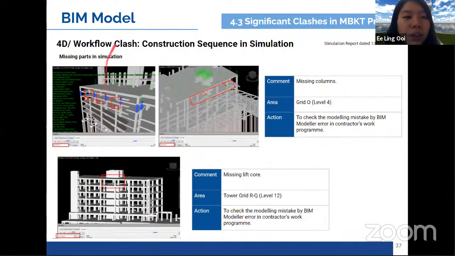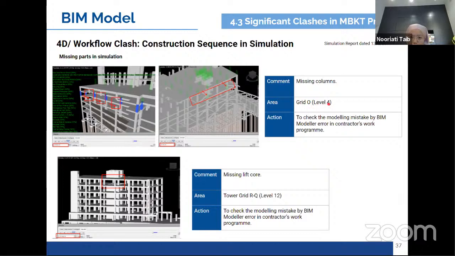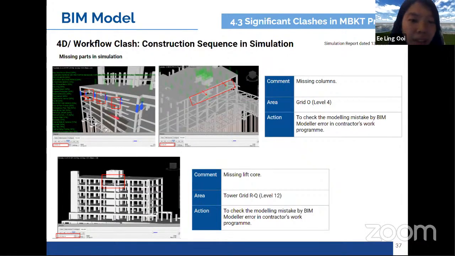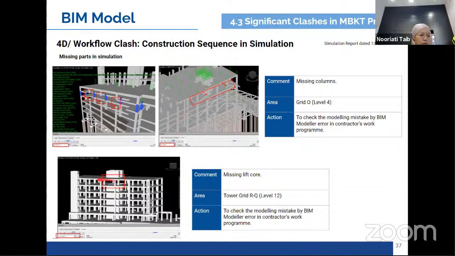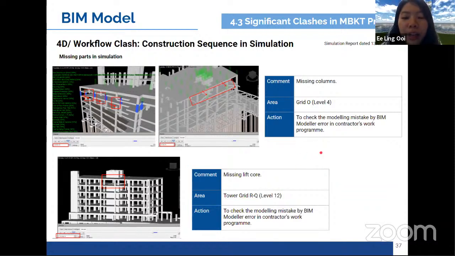And next, we will talk about the missing parts in the simulation. From this, you can see that on level 4, there are actually missing columns highlighted in red. There are missing columns, but the beam and the slab are built on the level above. And there is also a missing lift core on level 12, happening on the tower grid R to Q. So we need to check with the beam consultants on what's happening in the simulation.